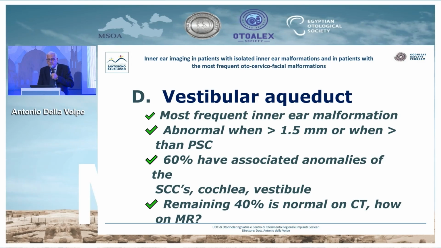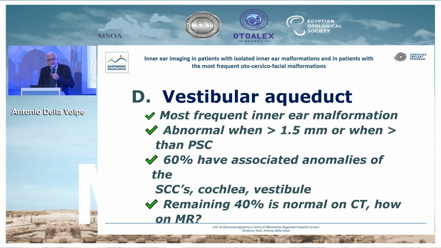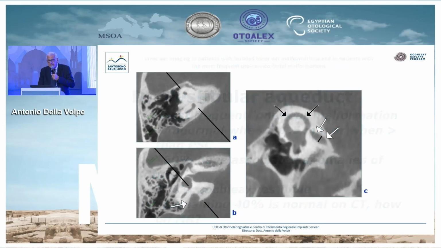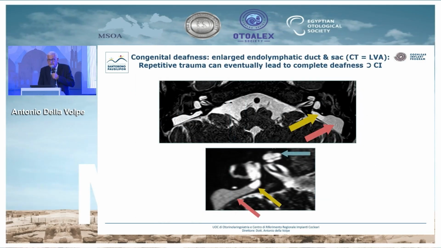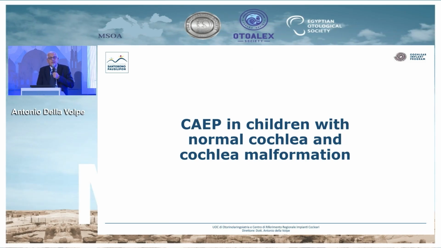The vestibular aqueduct malformation is the most frequent inner ear malformation, abnormal when more than 1.5 millimeters, when compared to the posterior semicircular canal. 60% have associated anomalies of the semicircular canal, cochlea, and vestibule. The remaining 40% is normal on CT scan and MRI. So, I think it's important to evaluate the outcomes in malformations of the cochlea.